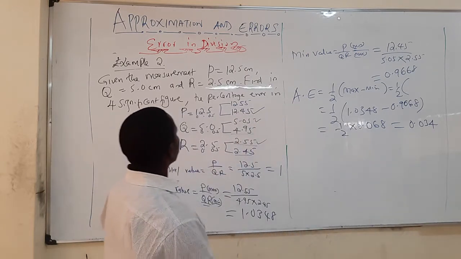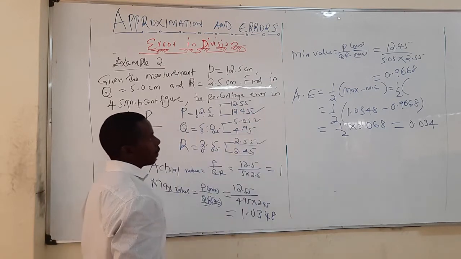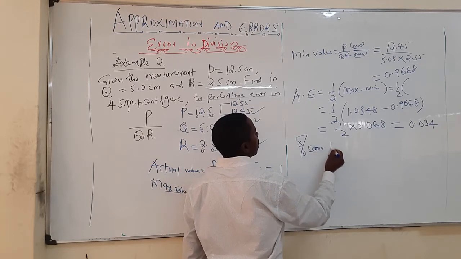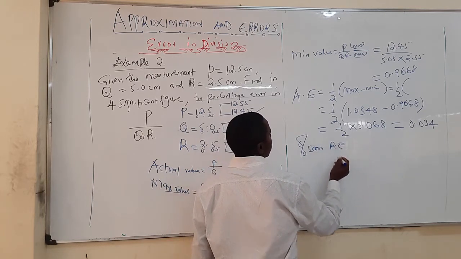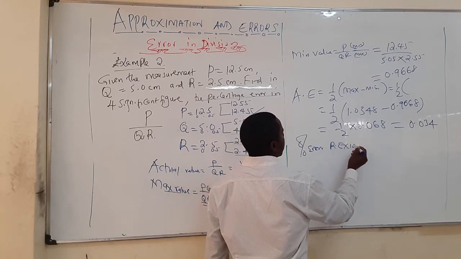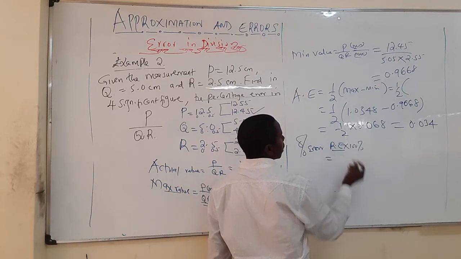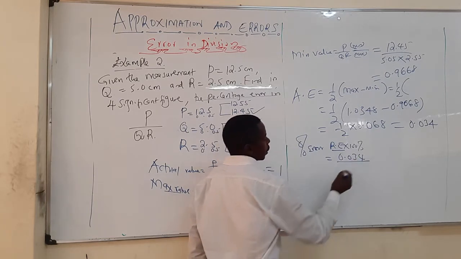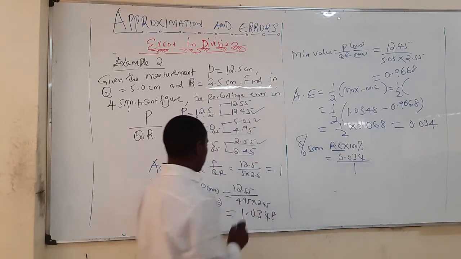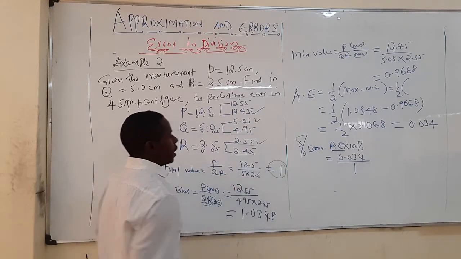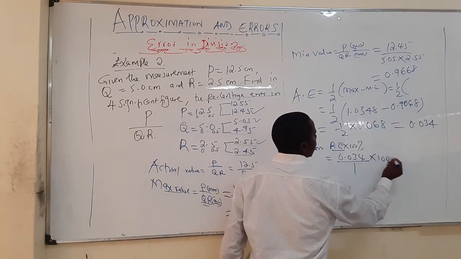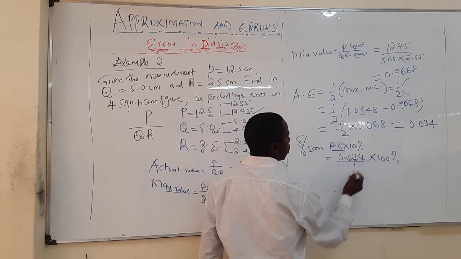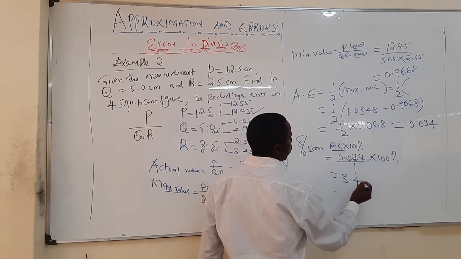Then we are interested in getting the percentage error, and of course the percentage error is given as the relative error multiplied by 100%. The relative error is given as the absolute error, so 0.034 is divided by the actual measure, which is 1, that is what you got here, and then multiplied by 100%. So when you multiply by 100, you move two steps forward, and you get 3.4%.